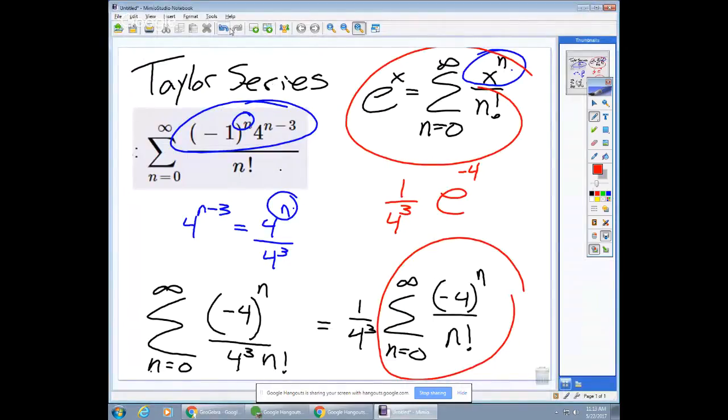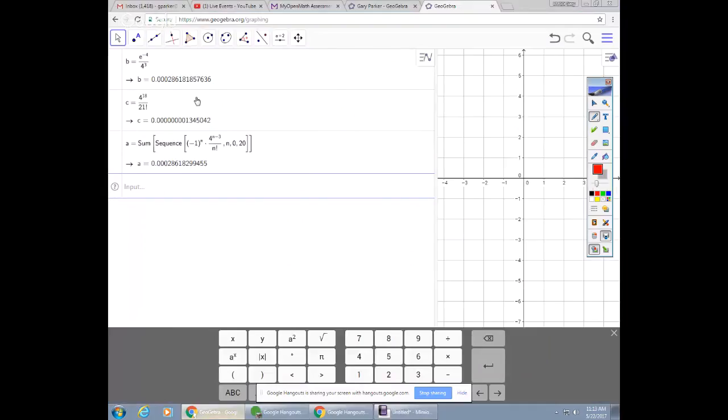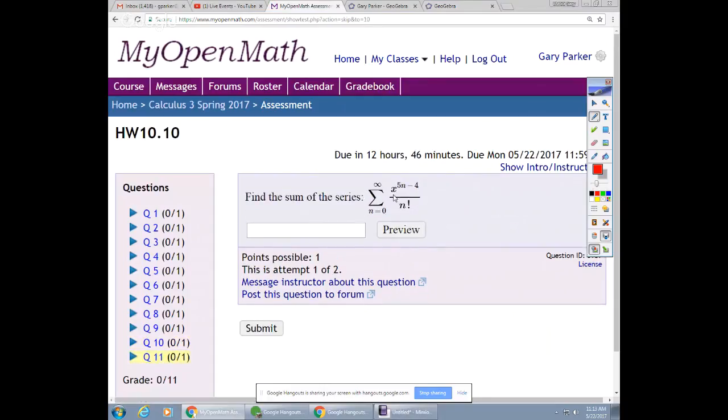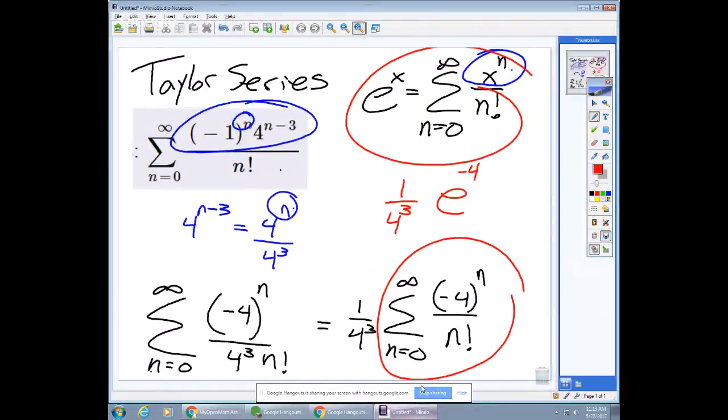All right, let's do another one. The next one was kind of cool too. It was a little more general. This one didn't give us a particular value of x. It just says, hey, this is a power series. What power series is it like? And right away, I'm thinking, hey, this looks like e to the x.